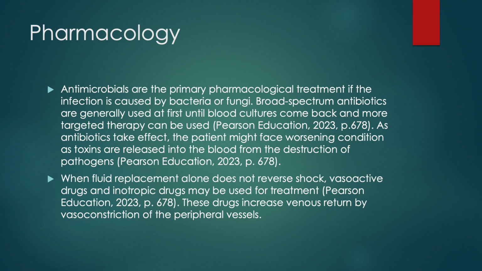For the pharmacology, antimicrobials are the primary pharmacological treatment if the infection is caused by bacteria or fungi. Broad-spectrum antibiotics are generally used at first until blood cultures come back and more targeted therapy can be used. As antibiotics take effect, the patient may face worsening condition as toxins are released into the blood from the destruction of pathogens. When fluid replacement alone does not reverse shock, vasoactive drugs and inotropic drugs may be used for treatment. These drugs increase venous return by vasoconstriction of the peripheral vessels.